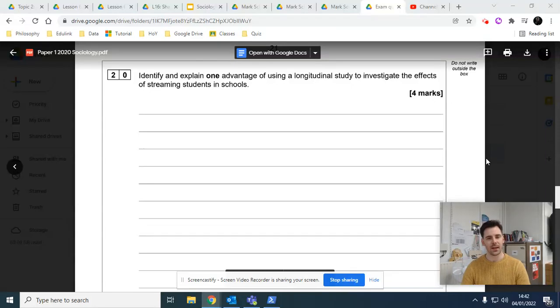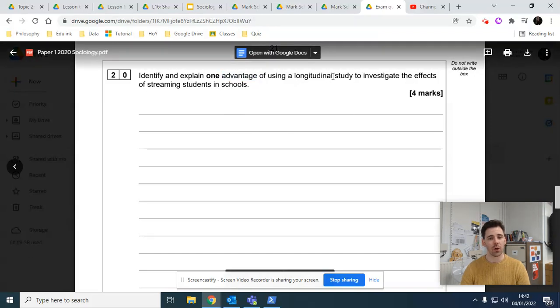Question 20 in the education section, which is worth 4 marks. Identify and explain one advantage of using a longitudinal study to investigate the effects of streaming students in schools. In this question, you only need to give one advantage. Make sure you focus on the correct focus of the question. Don't accidentally give a disadvantage.